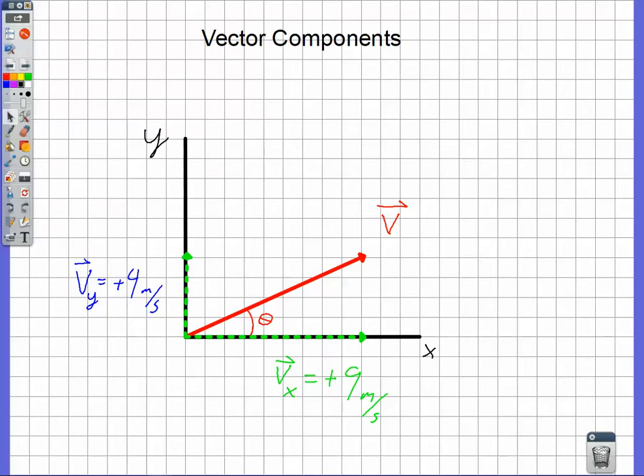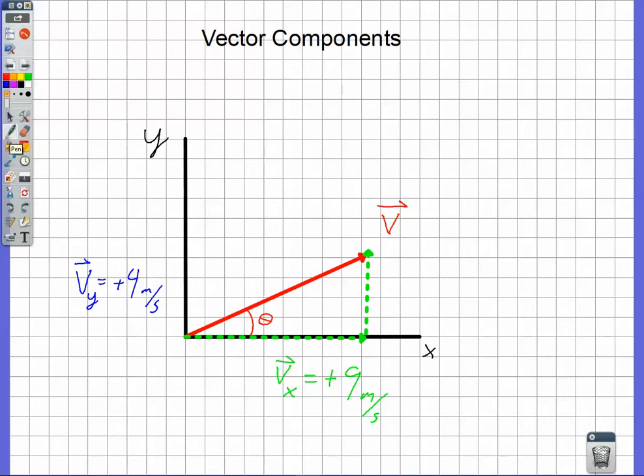So the lovely thing about my horizontal and vertical vector components is that they make a nice, lovely right triangle with my original vector. So dragging that vertical component over to complete our nice, lovely little right triangle, now we get to use right triangle trig to do some fun stuff with this vector.